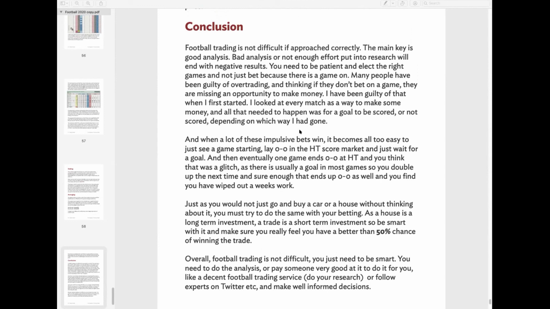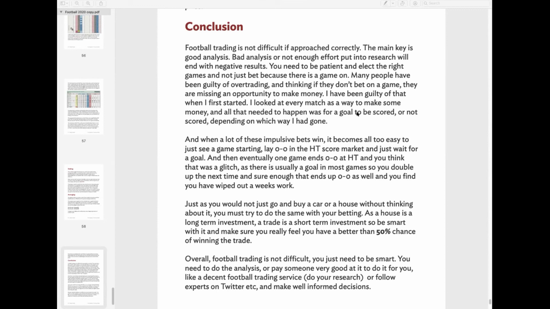They think if they don't bet on a game, they're missing an opportunity. I've been guilty of that when I first started. I looked at every game as a way to make some money. And I used to get upset when I'd take my kids to the pool for 2 hours. I'd think of all the races I was missing and think, well, I'm losing 10 quid for every 5 minutes I'm in this pool here. But I soon learnt you can't think of it like that. There's races as soon as you get home, and there's races tonight, and there's races tomorrow. It never ends. So if you miss a few races, you've not lost the opportunity of making money.